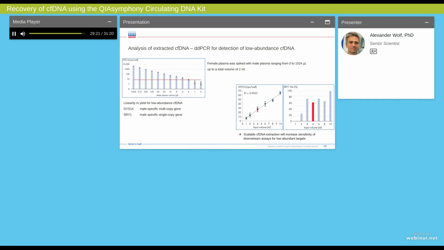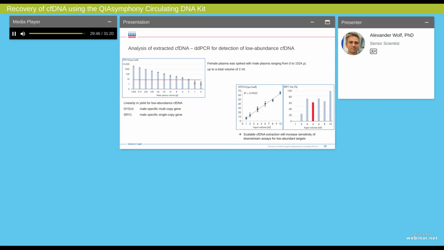Using lower plasma input volumes resulted in an unreliable detection of positive droplets in digital PCR, whereas the sensitivity of the assay can be increased by using the highest input volume of 10 ml for the cell-free DNA extraction on the QIAsymphony. These data highlight once more the advantage of an increased sample input volume on the detectability of low abundance genes.